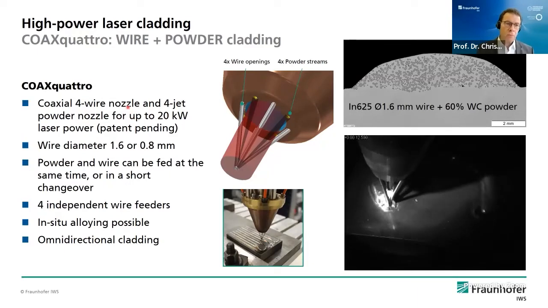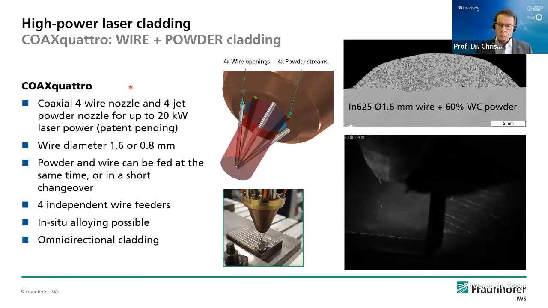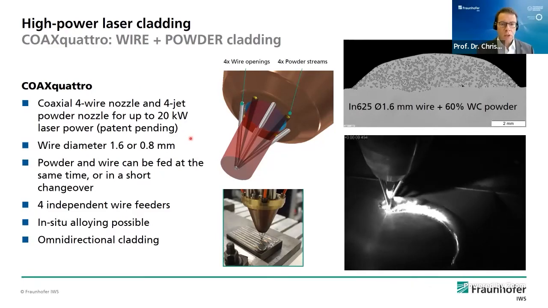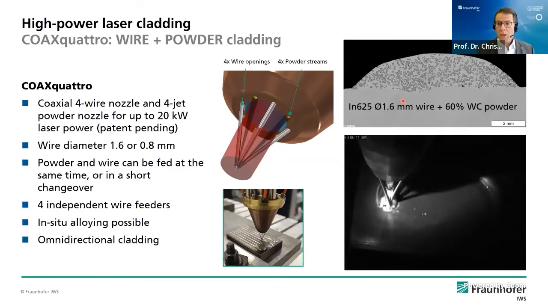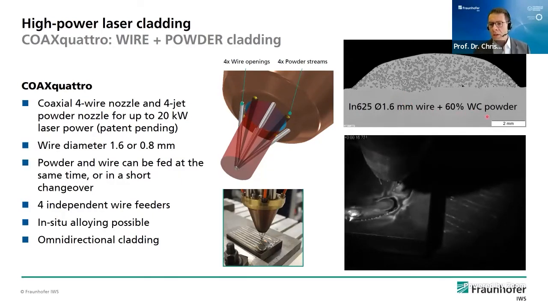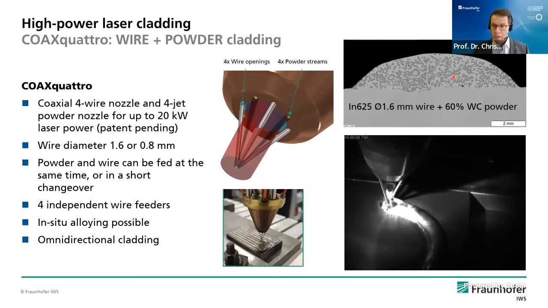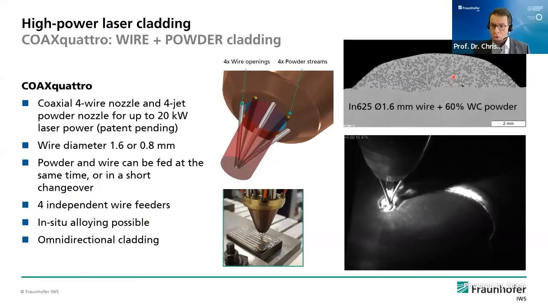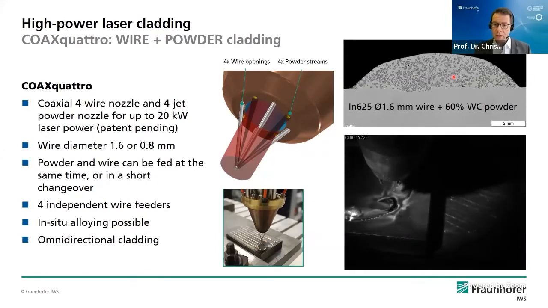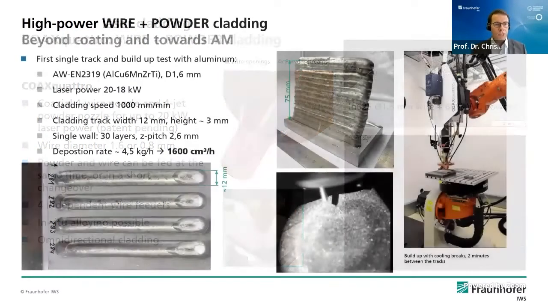So the current development is 4 wire nozzles and a 4-jet powder nozzle. And as you can see here, this is suitable for 20 kilowatt of laser power. And with that, we can, for example, use Inconel wire and tungsten carbide powder in order to produce cemented carbide coatings or stellite coatings in situ alloyed rather than using a blended powder, for example.